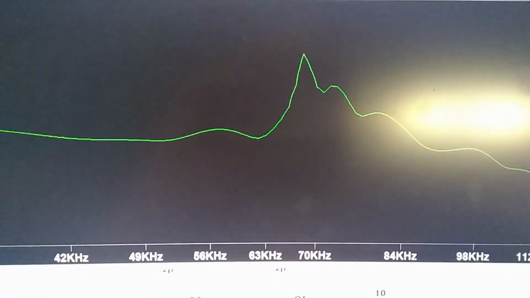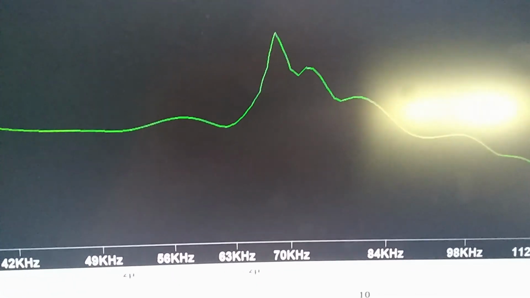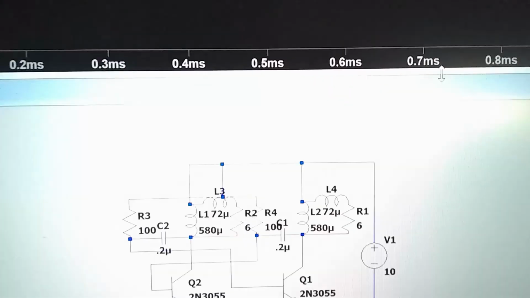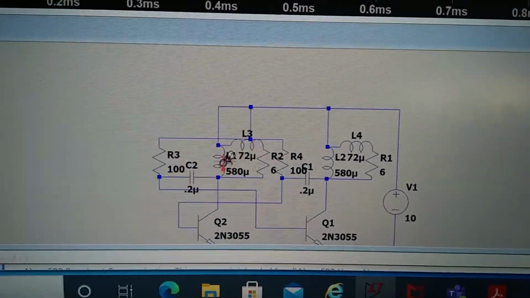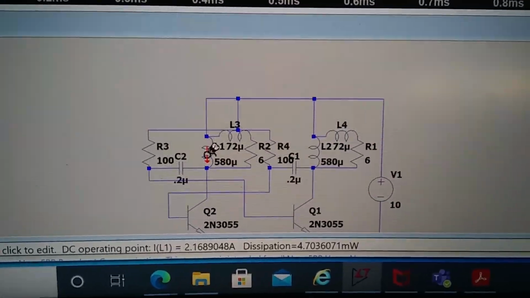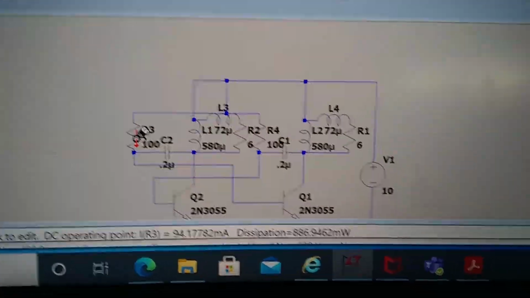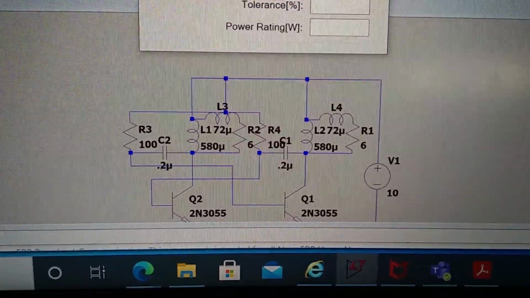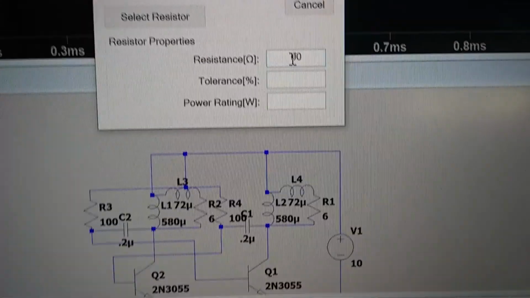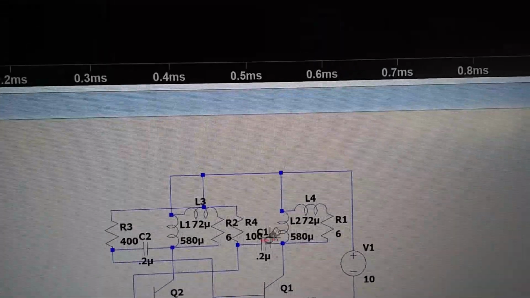So I believe it was closer to 100 kilohertz before, and now it's 70 kilohertz. So lower resistance made it oscillate at a lower frequency. So it's oscillating in a different type of mode than when I modeled it with just a pure resistance. And here, just to show you, let me bring this up to 400 ohms. I take both of these up to 400 ohms.